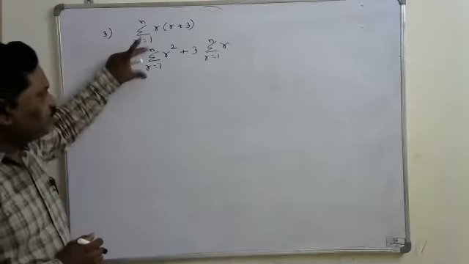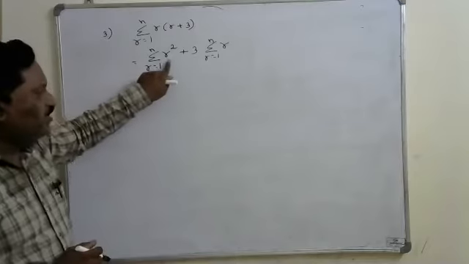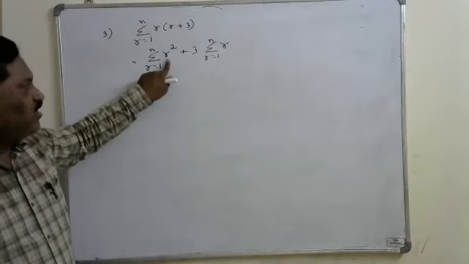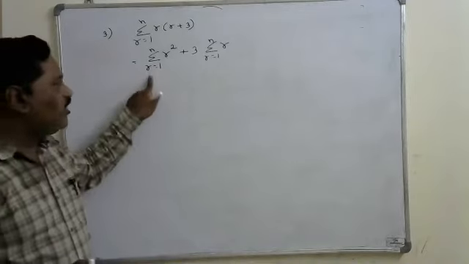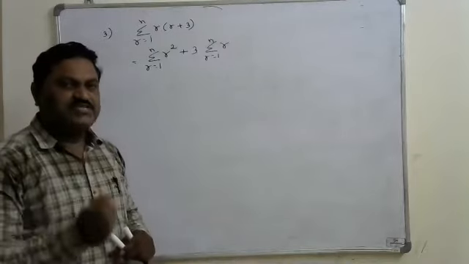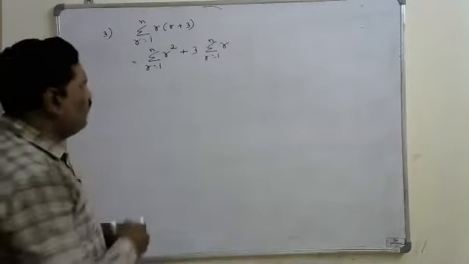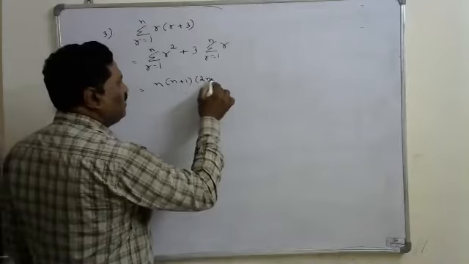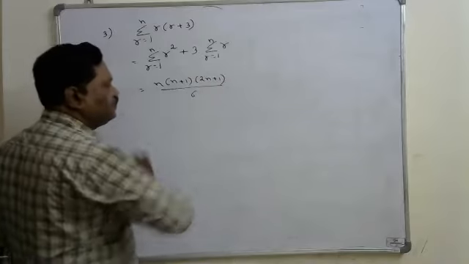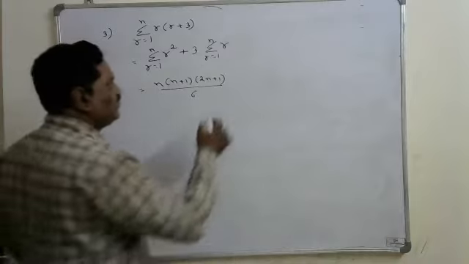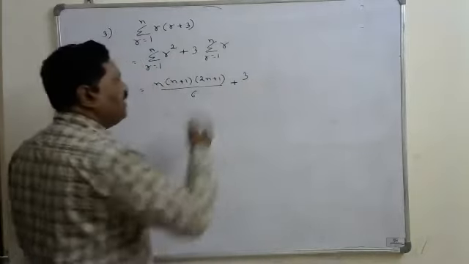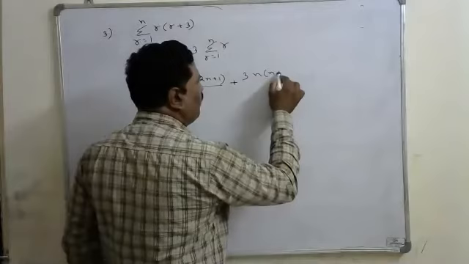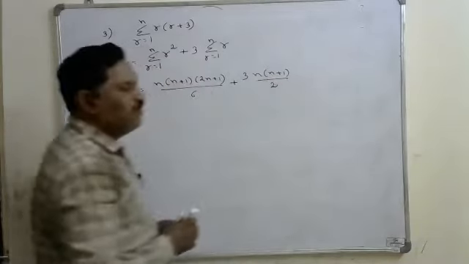Now, if we expand this sigma, if you keep r is equal to 1 there, it is 1 square plus 2 square plus 3 square plus 4 square and so on up to n square. This represents the sum of the first n square natural numbers. The formula for this we know as n into n plus 1 into 2n plus 1 by 6, plus 3 times sigma r. This represents the sum of the first n natural numbers, that is n into n plus 1 by 2. That is the formula for it.